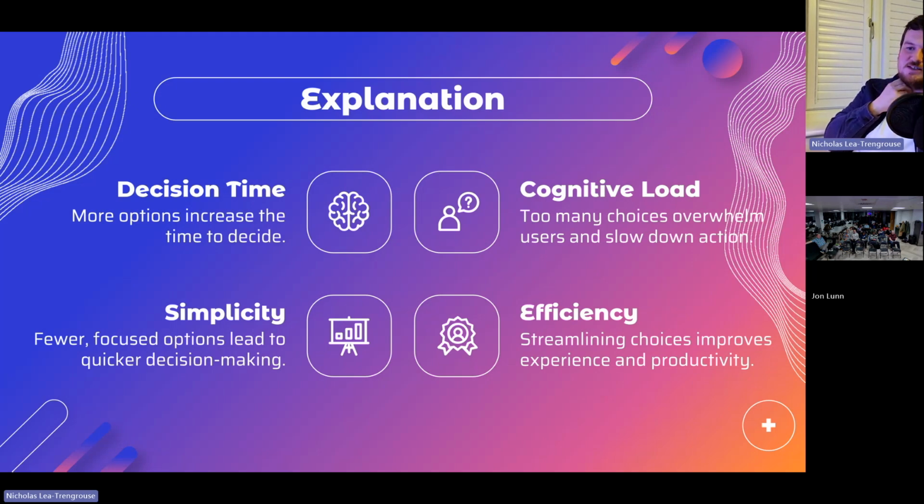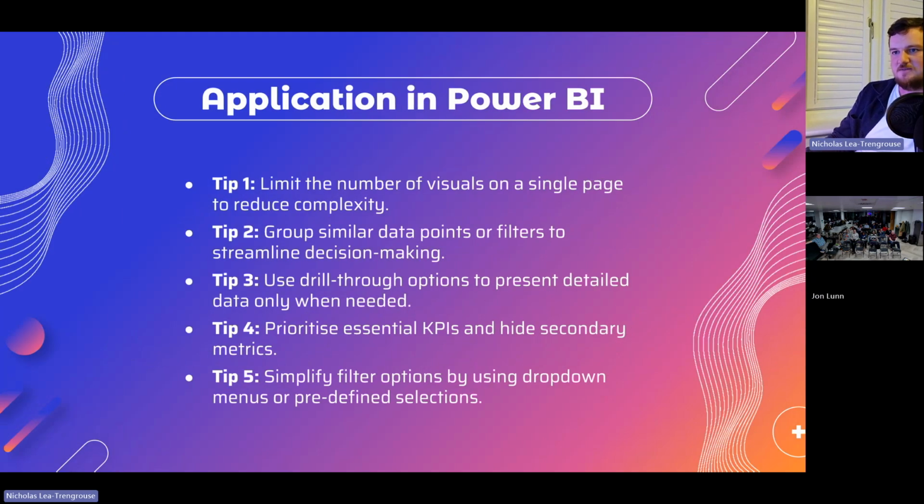So simplicity: by offering fewer, more focused choices, users can make decisions more quickly and confidently, improving their overall user experience. And then efficiency: streamlining options can make interfaces more efficient, allowing users to complete tasks faster, and ultimately enhances productivity and satisfaction. So again, 5 tips of how we can apply this in Power BI.